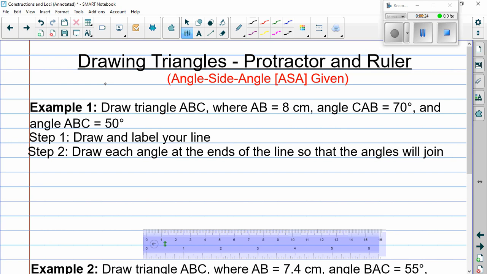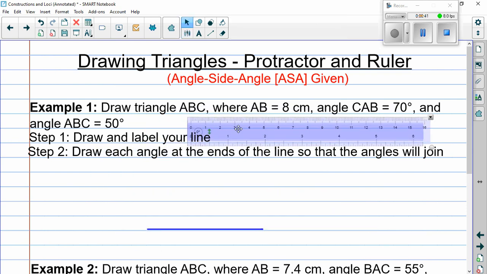So we want to draw and label our line. So we want to start here, then at 0 and draw up to 8. So draw as accurately as you can, 8 centimeters, and then we'll get rid of our ruler for now. Okay, so I'm just going to drag mine up there.